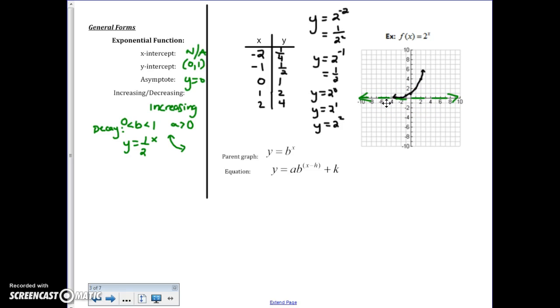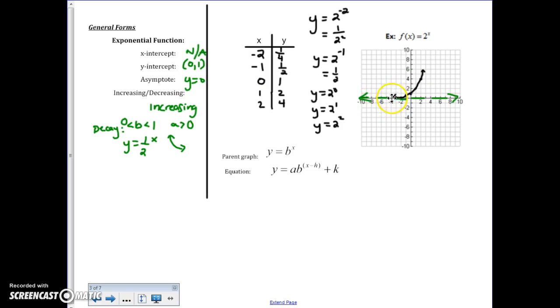It's a line that your function is approaching but never quite touching. So exponential functions are going to have horizontal asymptotes beginning with y equals. Remember, horizontal lines begin with y equals a constant. You don't see any x's or anything. So for this function, its horizontal asymptote is y equals 0.